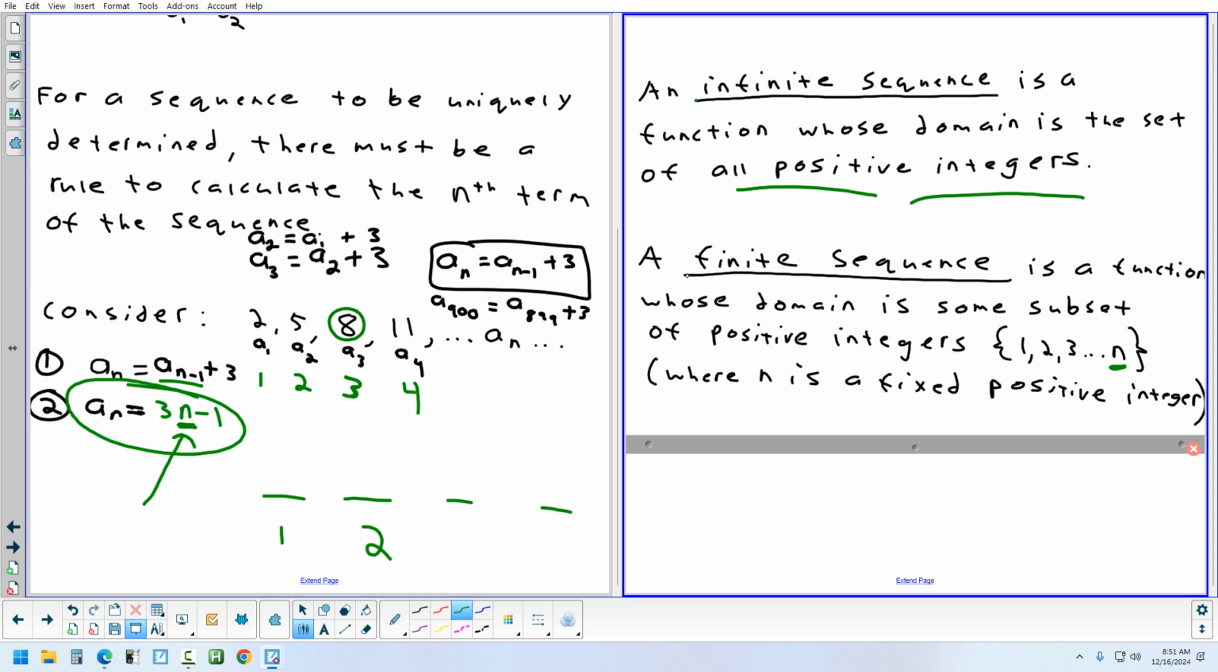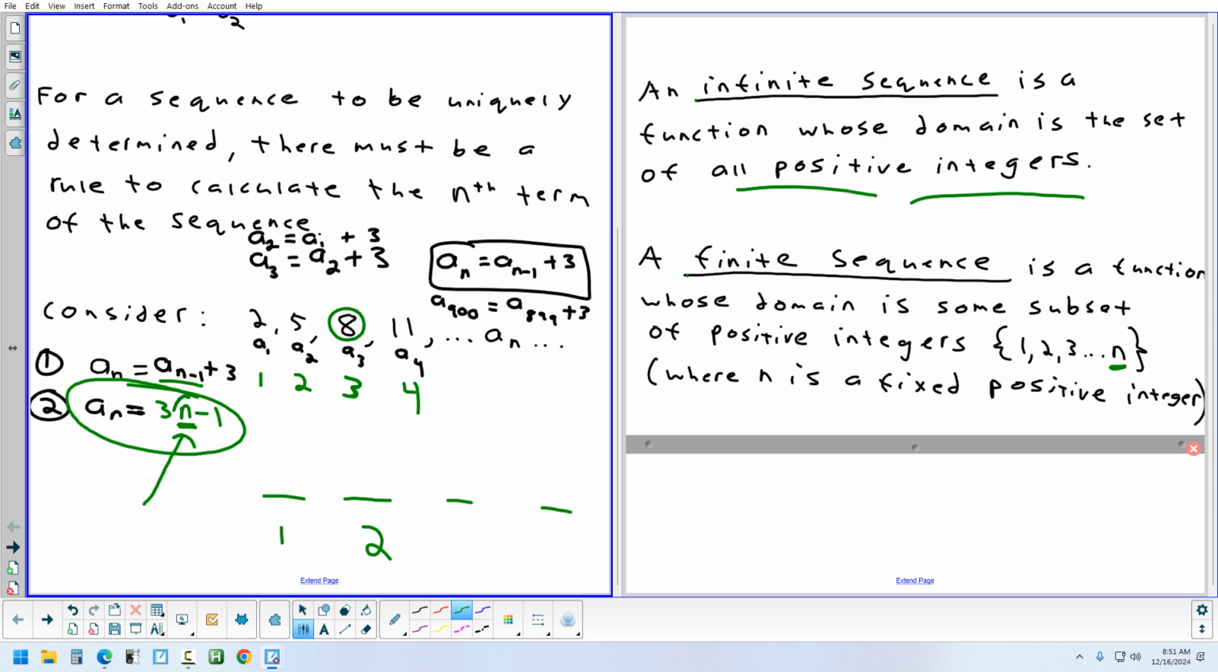Infinite goes on forever, and you can plug in any positive integer. Finite stops somewhere, and you can only plug in up to a certain spot. Like if this was our sequence right here, and that was the whole thing, what's the highest position in that sequence? 4. So you would not be able to plug in a number higher than a 4 to find something in the sequence, because the sequence doesn't exist after 4. It stops.